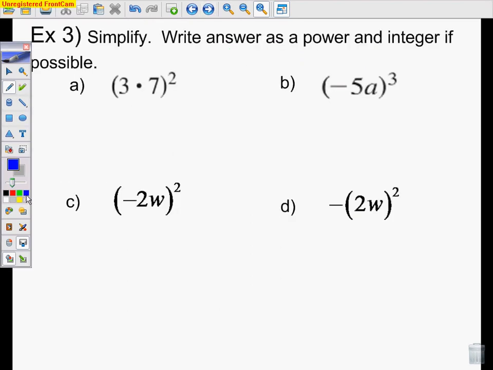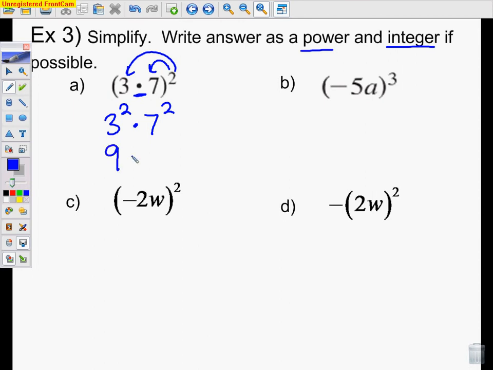Here, let's deal with this. So take this 2. We're going to distribute it into the parentheses. It's being multiplied together, so we know we can do that. So that's 3 squared times 7 squared. This one, they said write it as a power and as an integer if possible. So let's keep simplifying. 3 squared is 9. 7 squared is 49. And if we multiply those numbers together, you get 441.